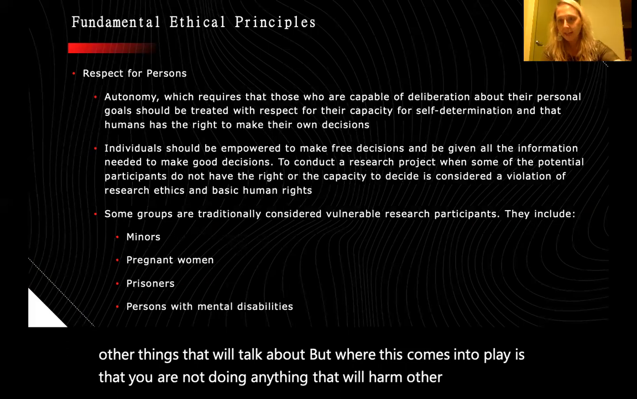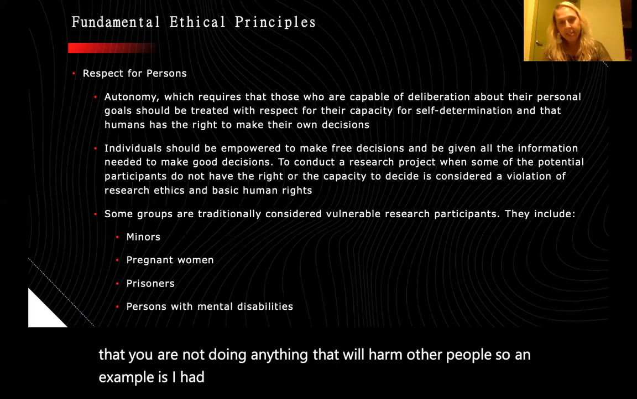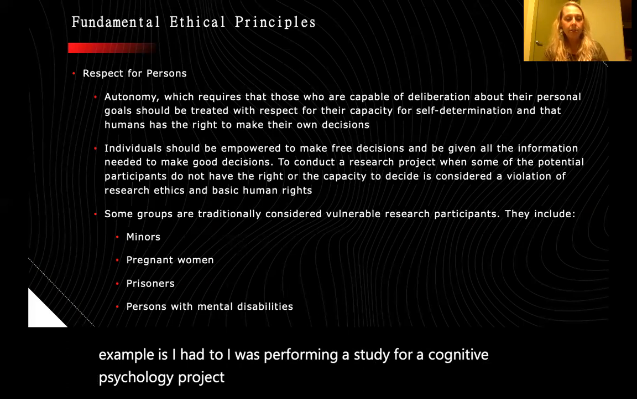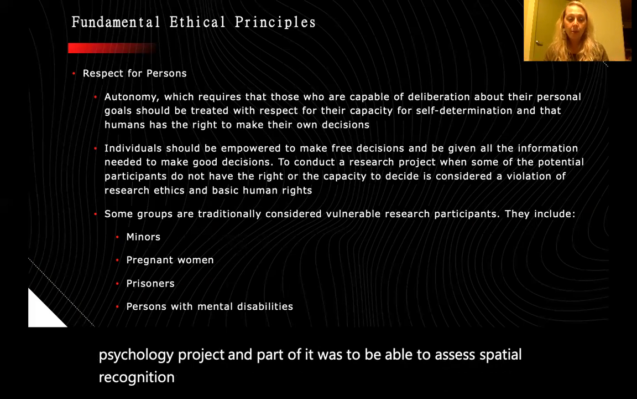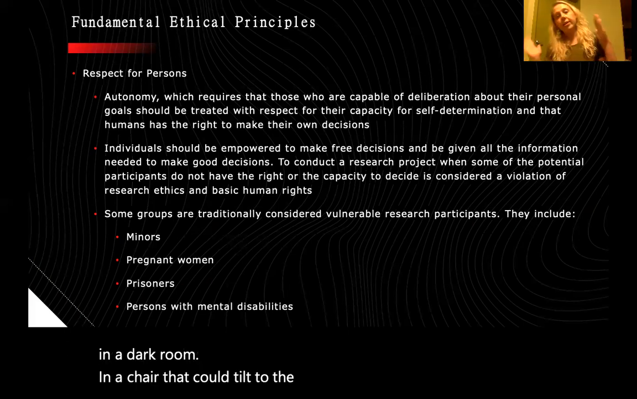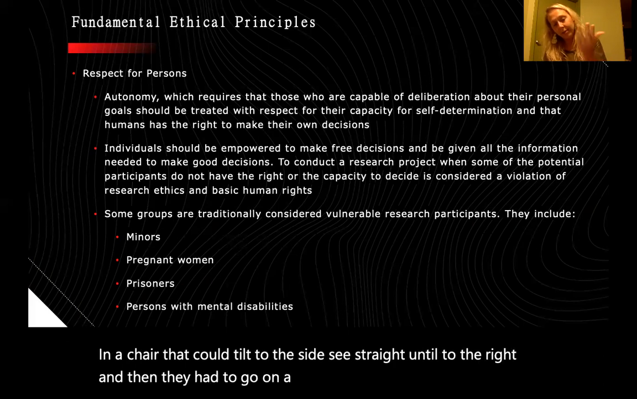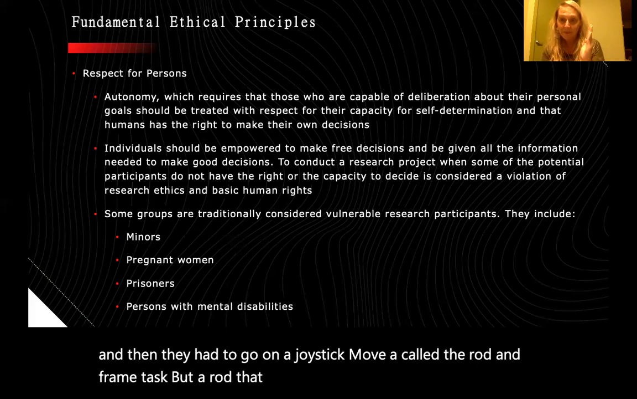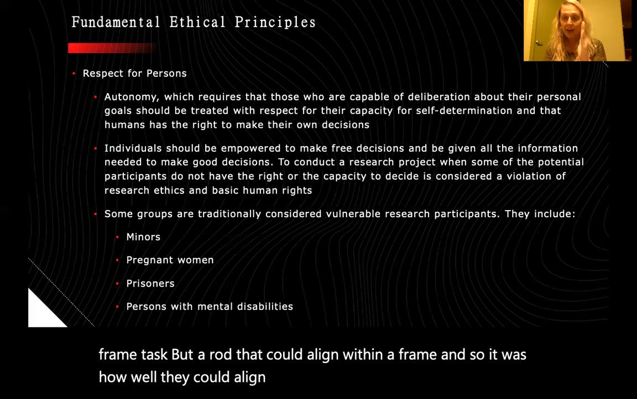So an example that I can give is I was performing a study for a cognitive psychology project, and part of it was to assess spatial recognition. And what this meant was putting them in a dark room in a chair that could tilt to the side, stay straight, and tilt to the right. And then they had to, on a joystick, move a rod, it's called the rod and frame test, so that it could align within a frame. So it was how well they could align the rod so it was straight up when they were looking at different angles.